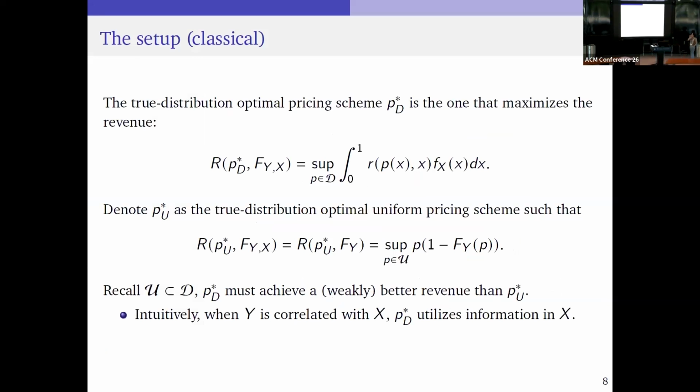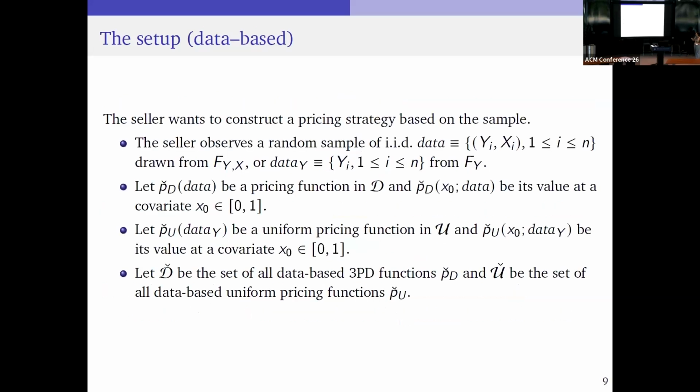This is our definition of the true distribution optimal pricing scheme, the one that maximizes the integrated expected revenue. And P_U star is the true distribution optimal uniform price that optimizes this revenue. So it's clear why third degree price discrimination is always no worse than uniform pricing if you know the truth. Here are some notations we're going to use later on.